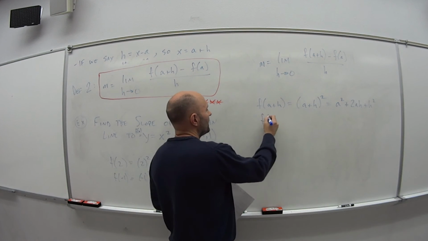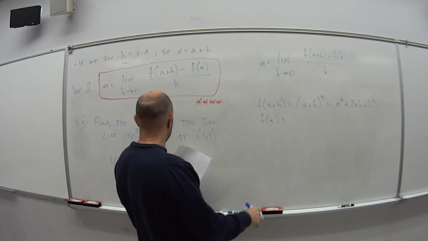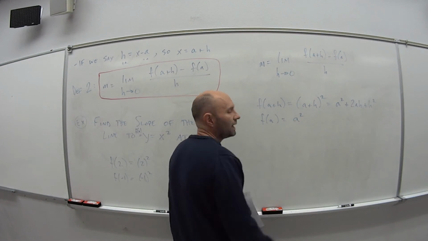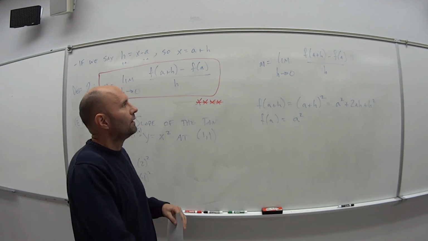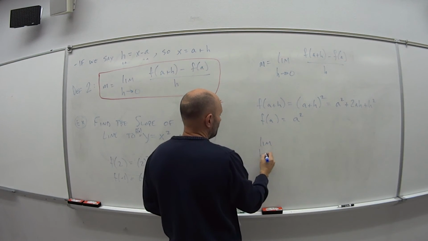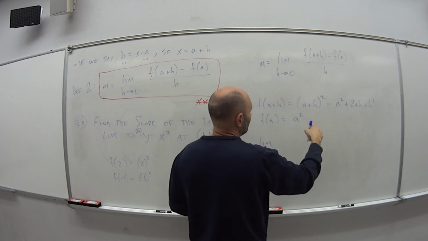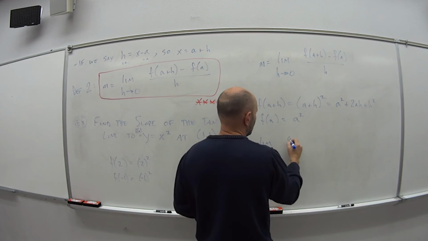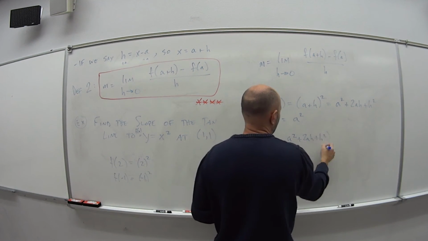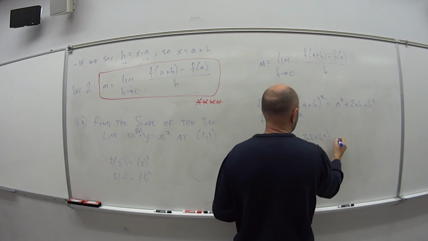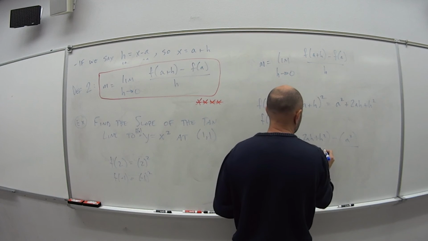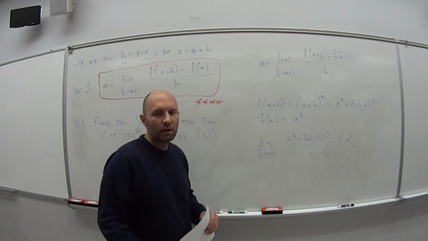And my f of a is what? Well, that's just straightforward. I just plug in an a. So f of a is just a squared. So now let's go ahead and rewrite this. So I have the limit as h goes to 0 of f of a plus h, which is a squared plus 2ah plus h squared minus my f of a, which is a squared, all over h.